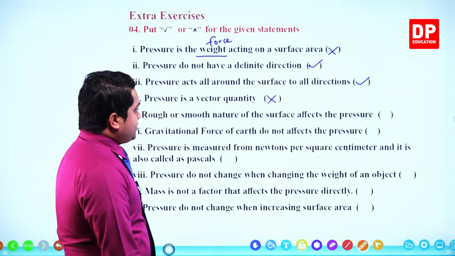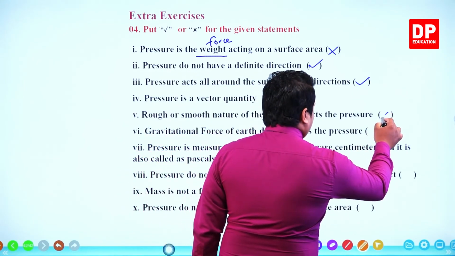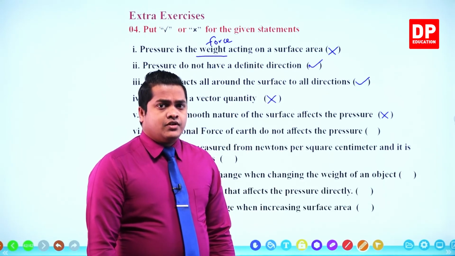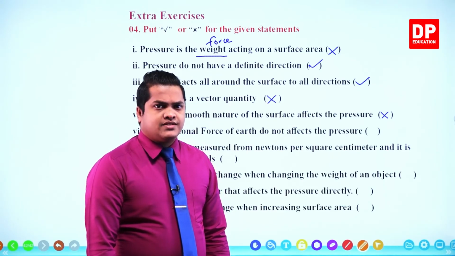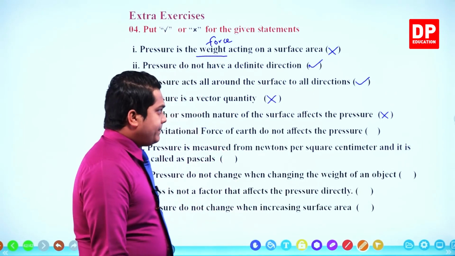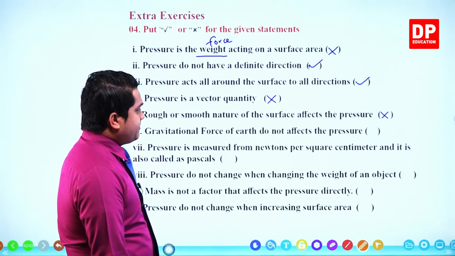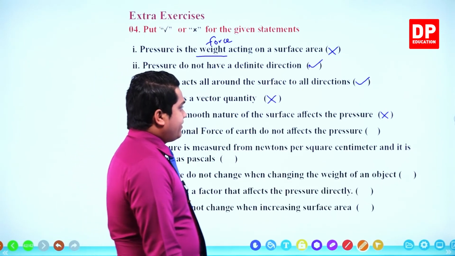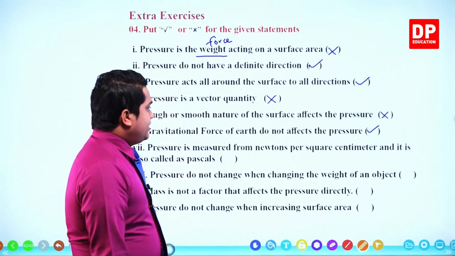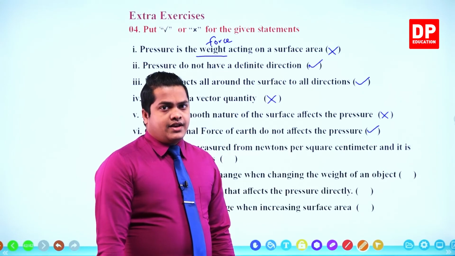Rough or smooth nature of the surface affects the pressure. No, not at all. The surface area is going to affect the pressure, not the rough or smooth nature, right? Okay. Then, gravitational force of earth does not affect the pressure. That is also correct, right? Gravitational force is not going to affect the pressure. So, pressure depends on two factors, force and the area.